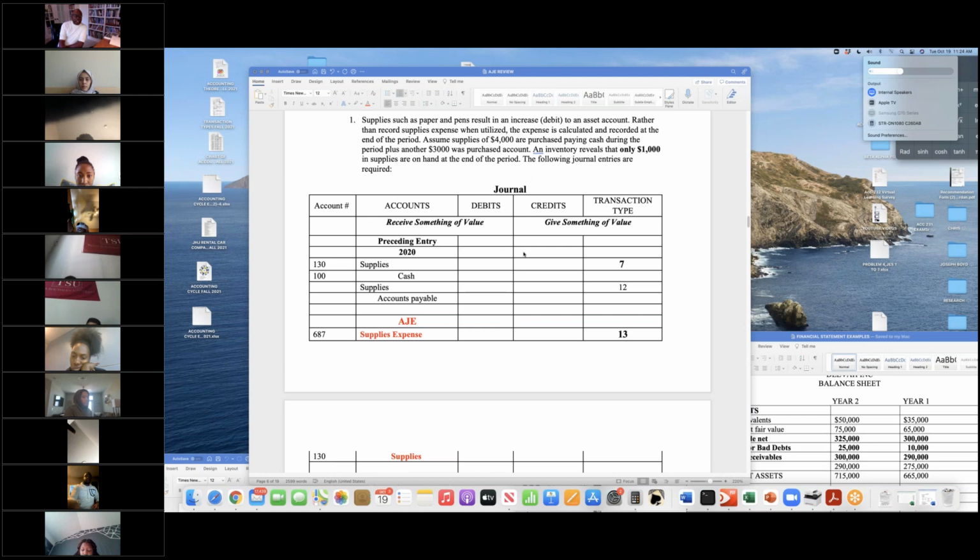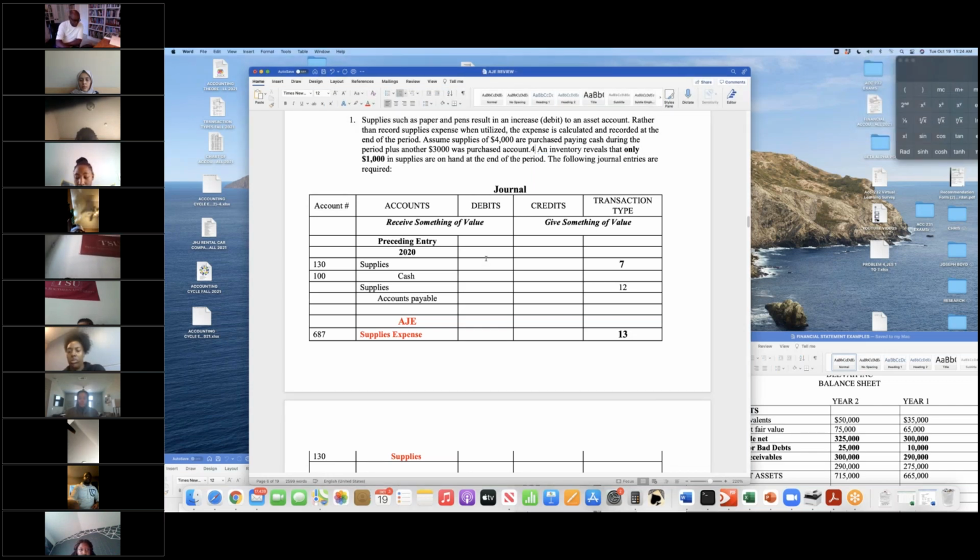What's the first journal entry, buying the supplies for cash? The first journal entry is going to be, you're going to debit supplies for $4,000 and credit cash $4,000. And what's our second entry to purchase? It's going to be, you're going to debit supplies for $3,000 and credit accounts payable for $3,000. Okay.